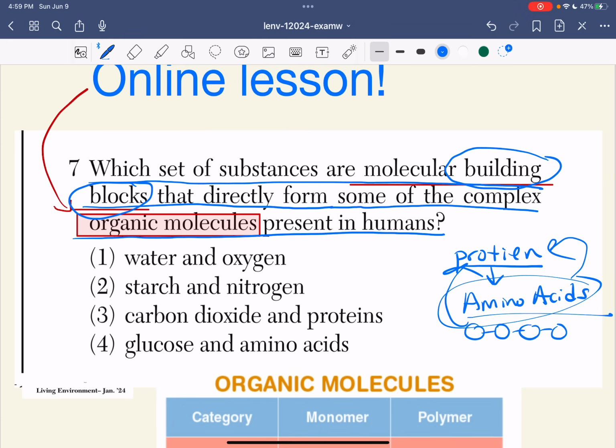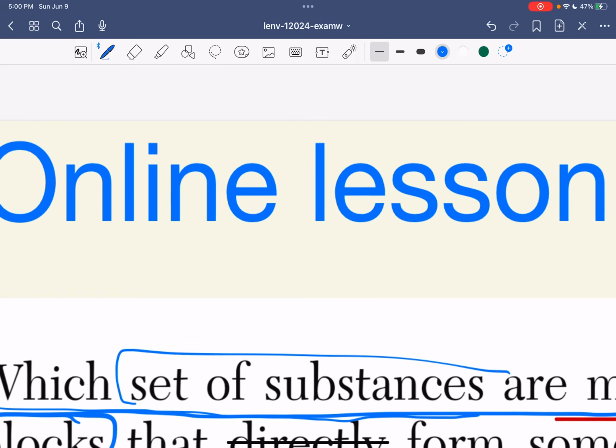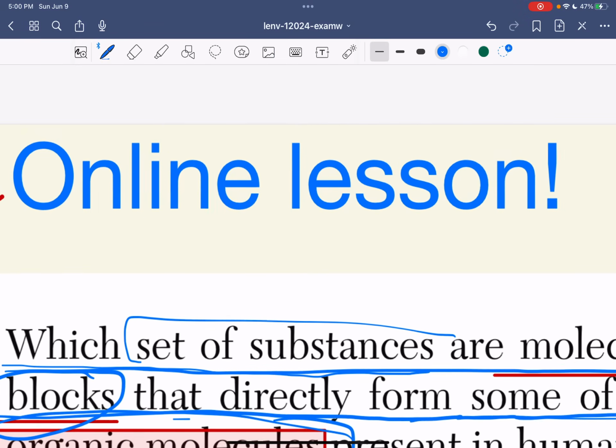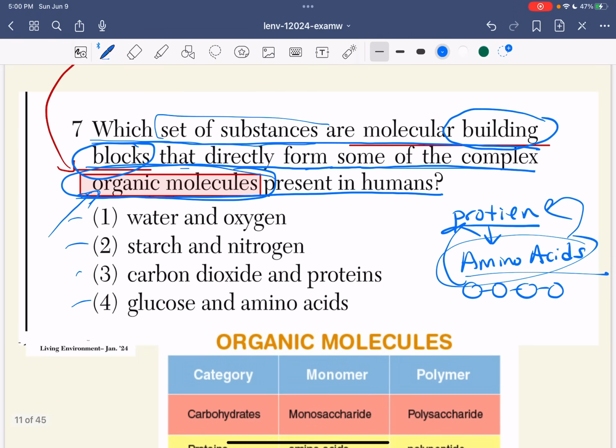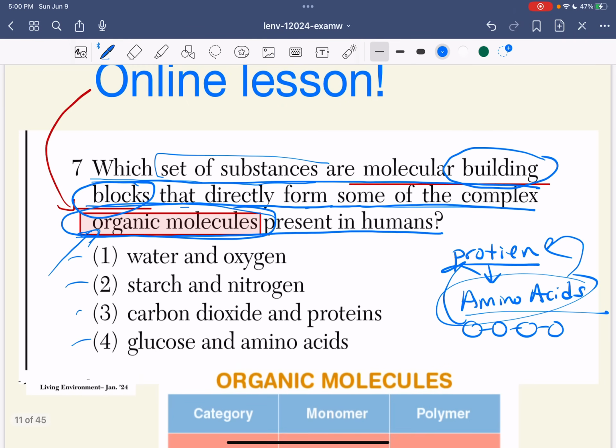So this is asking which one of these sets is a building block that directly forms some of the complex organic molecules. Do you know what organic means? Okay, we'll talk about that in a second. But if you cannot answer the following, you need to take the lesson on organic and inorganic molecules in my online class, which is available now. Okay, so I'm going to underline the words and you're going to say organic or inorganic.